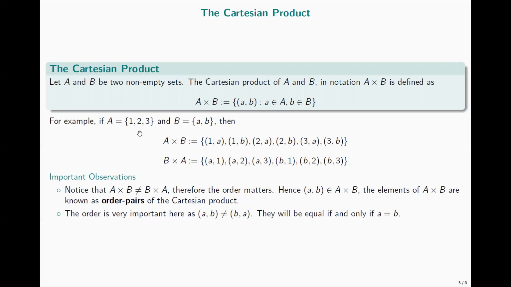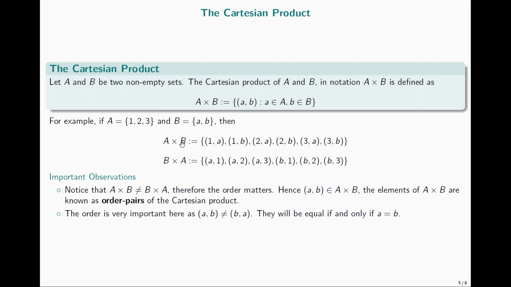Now let's take a very simple example. Suppose A is {1, 2, 3} and B is {a, b}. Then A times B is (1,a), (1,b), (2,a), (2,b), (3,a), (3,b), because you have to write all these ordered pairs. And similarly, if you write B times A, it is (a,1).